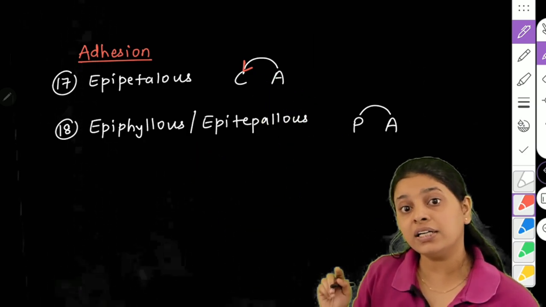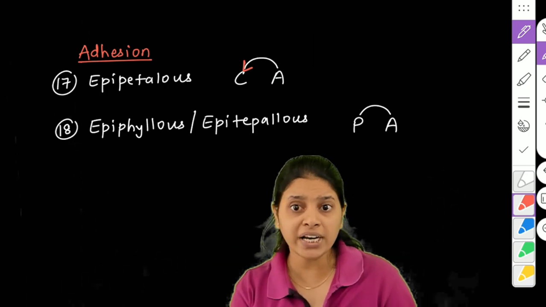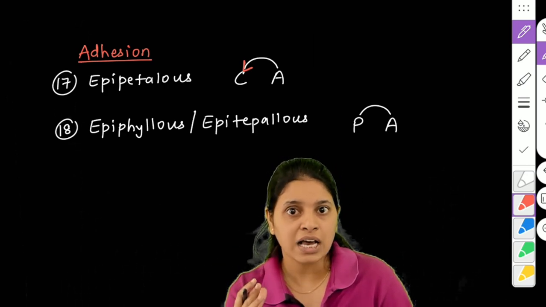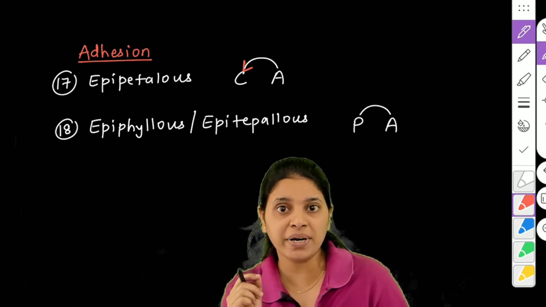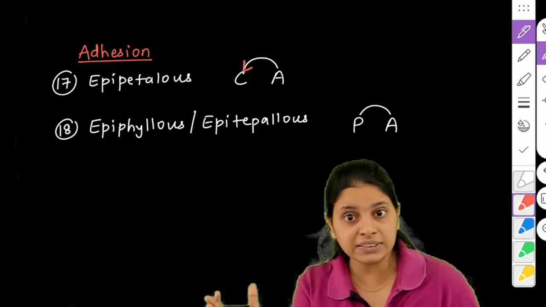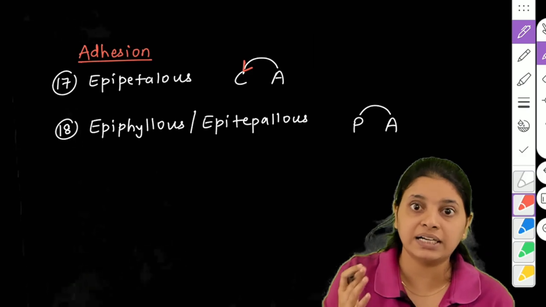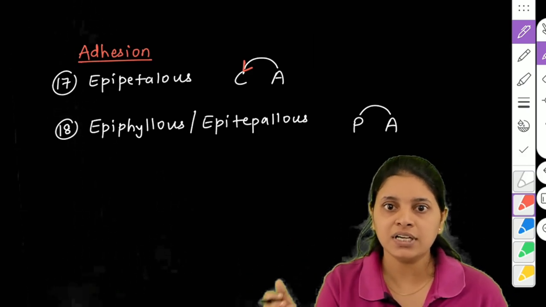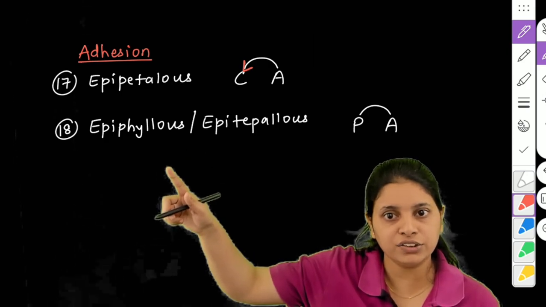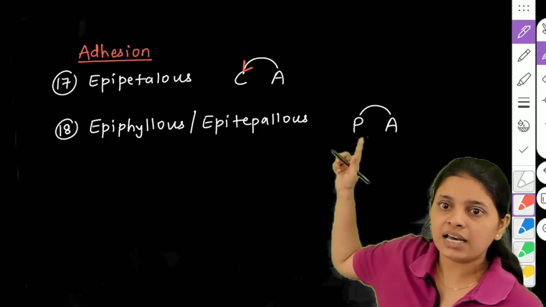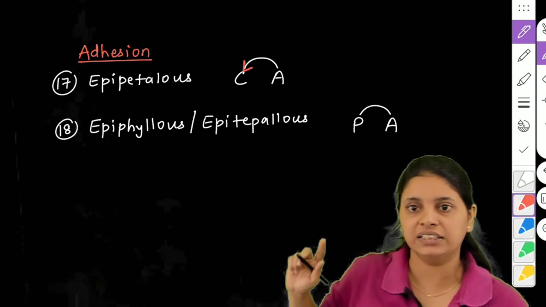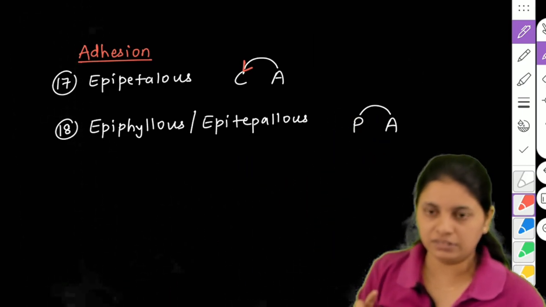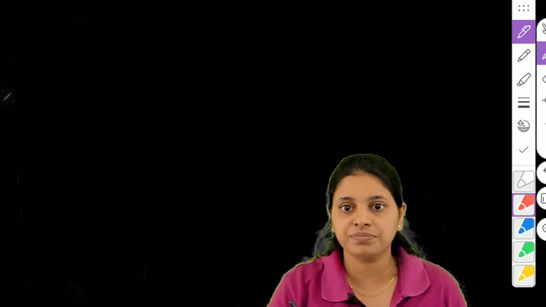Next, we have another type of adhesion wherein, let's say a flower has perianth. So its basic unit will be tepal, and the stamens are united with the tepals, that is the perianth. So this is also fusion between different whorls. So this is epiphylous condition or epitepalous, and it is represented like this. We have the stamens united with the perianth, or the tepals.